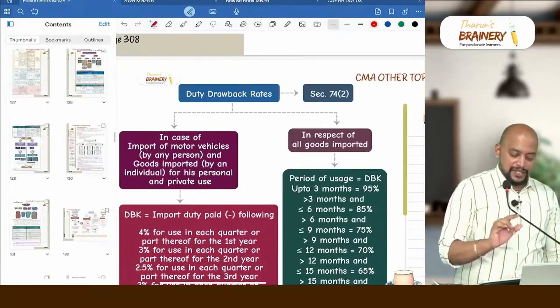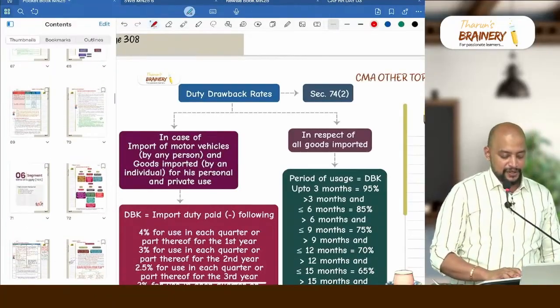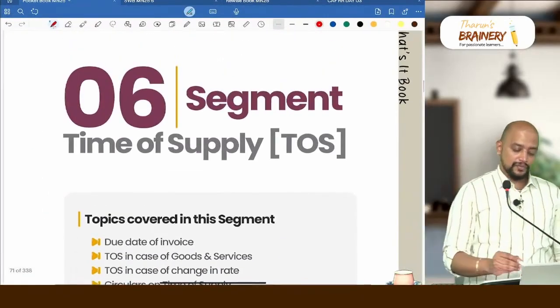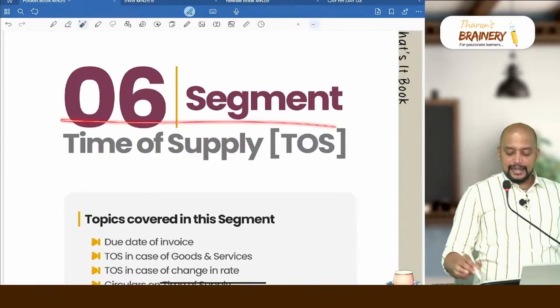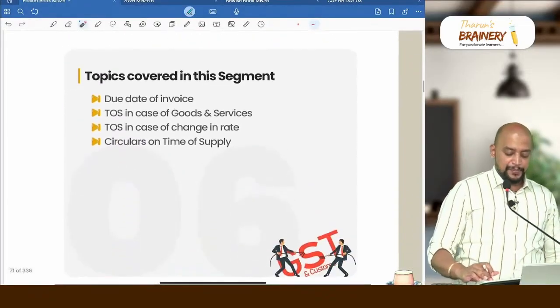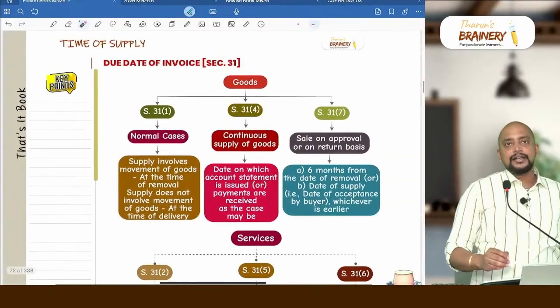So now we will see one small chapter. Let's complete that. Time of supply. Please take time of supply chapter. Segment 6, time of supply. You can see here, first, time of supply.